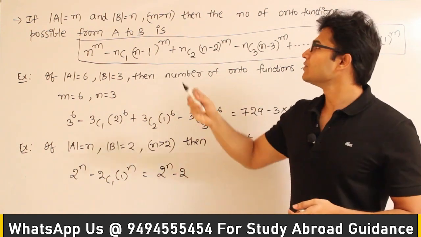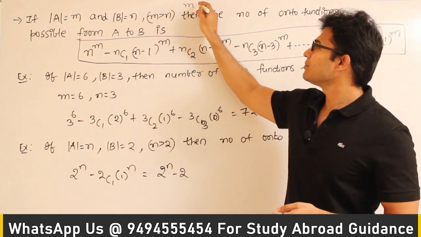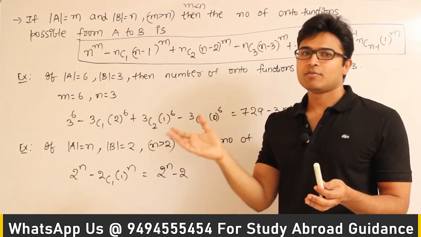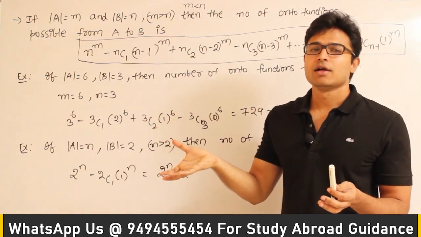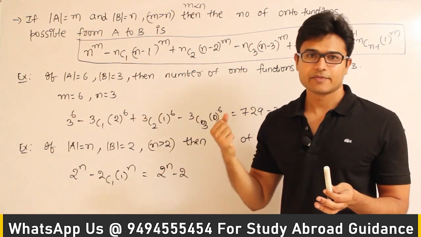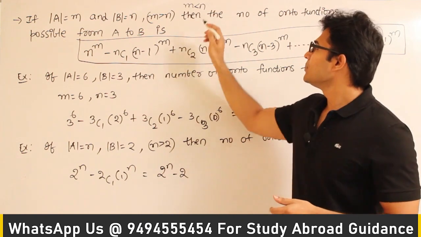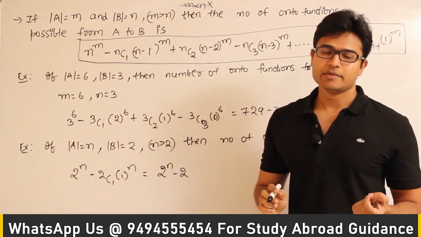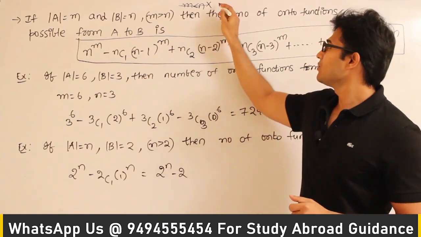What I mean to say is, if m is less than n, which means the number of elements in set A is less than the number of elements in set B, how can you give one element for each of the elements in B? It is not possible, right? So there will be no onto functions possible. That is why this case is eliminated, and the other case is m equal to n.